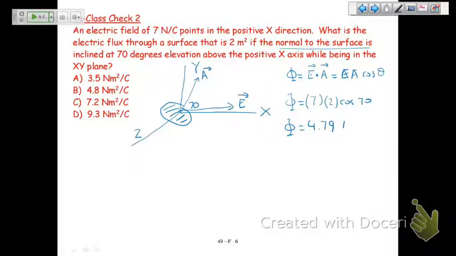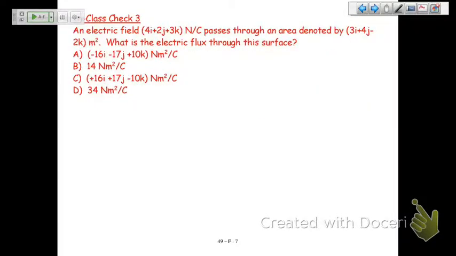The units are going to be newtons per coulomb times meters squared. Not so bad, yeah? We know that A is perpendicular to the surface, by definition. Where do we get the direction of E? As it says, 7 newtons points along the positive direction. Cool.